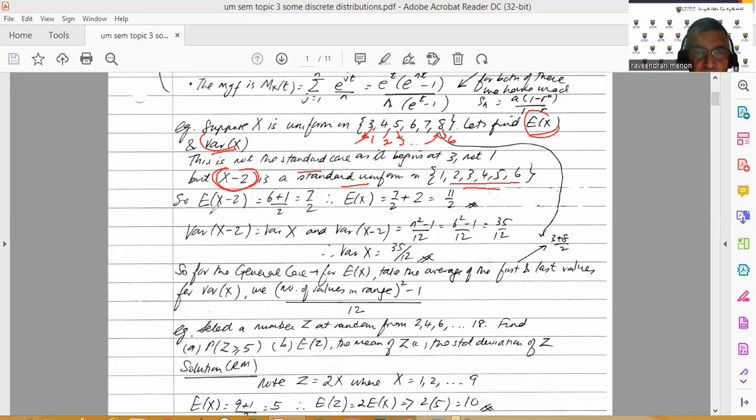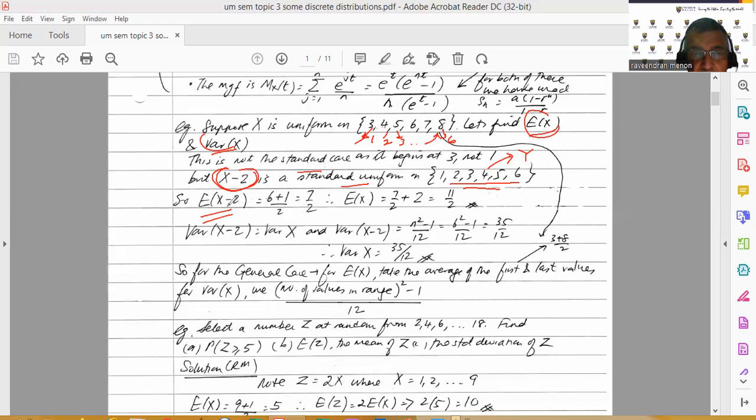Okay. So the expected value of x minus 2, we can easily find. If you don't like that, what you can do is call this random variable y. But I didn't do that. I just said, hey, let's just call it x minus 2. So the expected value of x minus 2, we know is the expected value of x minus 2.